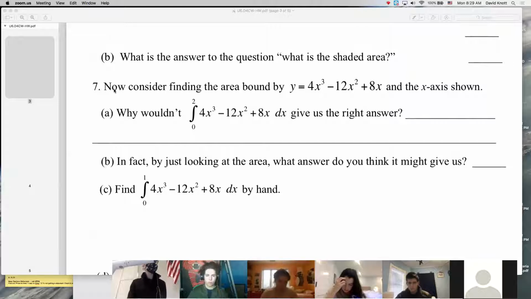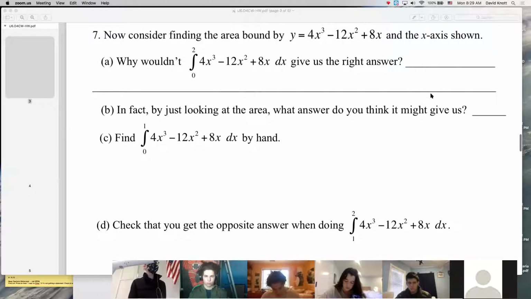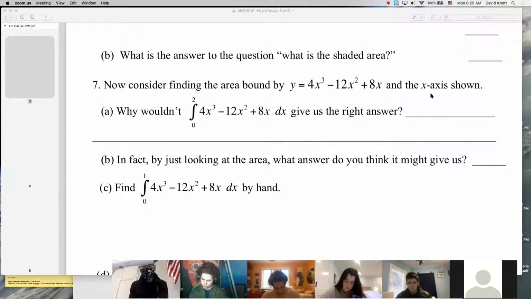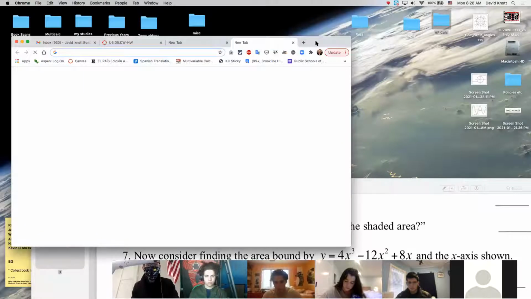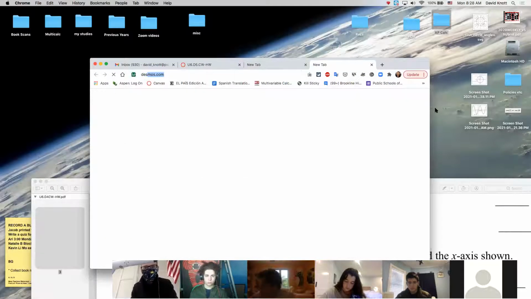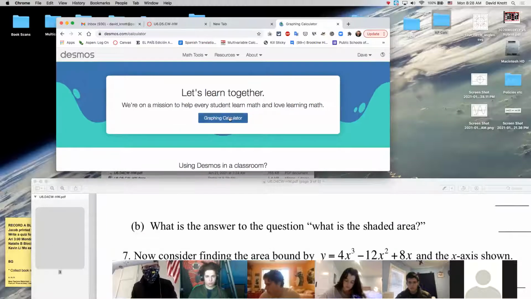So here's number 7. It says, consider finding the area bound by this function right here and the x-axis. Do they give you a graph of this? No, they don't, so I think we'll graph it. You could graph it on your calculator, but for convenience, I'm just going to graph it on Desmos. Part A asks, why wouldn't integrating that function from 0 to 2 give you the right answer? To answer that question, we really have to consult the graph. So let's have a look at what that function actually looks like. It's not really that obvious because it's a cubic polynomial.